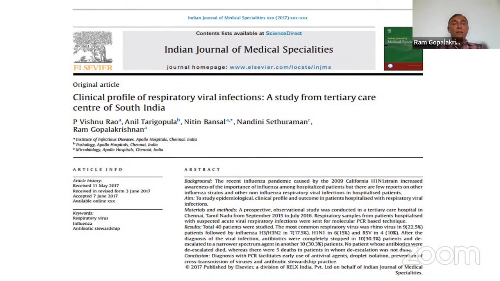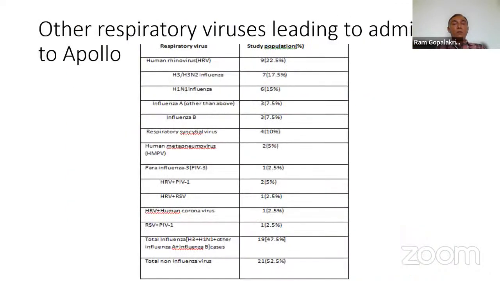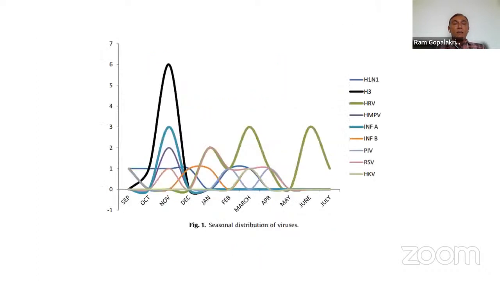Now, we studied the older version of this particular panel prior to the COVID pandemic, and what we found was that a vast variety of viruses are out there. If you look for them, you will find them, everything from RSV to human metapneumovirus to H3N2 as well as H1N1 influenza. We all know that there's a lot of H1N1 circulating in most parts of the country, including Andhra right now.